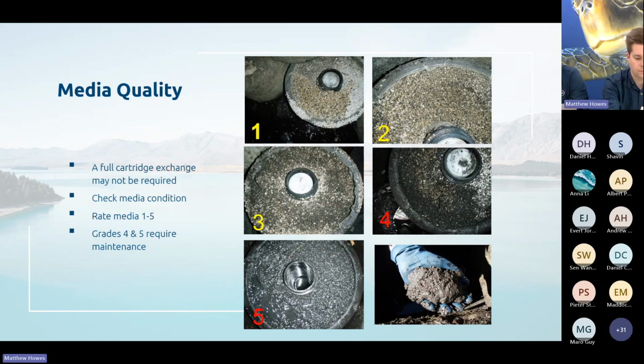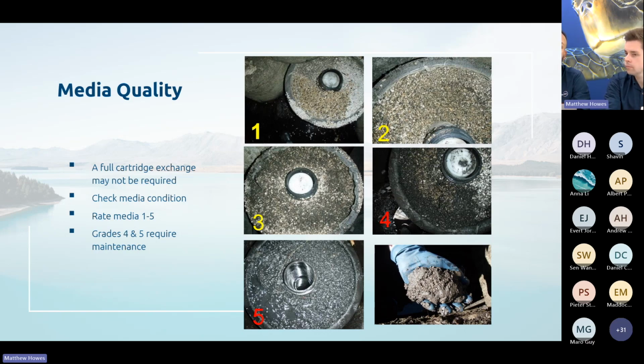So we rate the condition of the media from 1 to 5, as you can see in this picture. 1 is a newly installed media, which hasn't been used. 2 would be slightly used, 3 would be used, 4 would be dirty, and 5 would be extremely dirty, as you can see in the picture. Sometimes, making these calls can be hard, for example, to see the difference between 3 and 4.